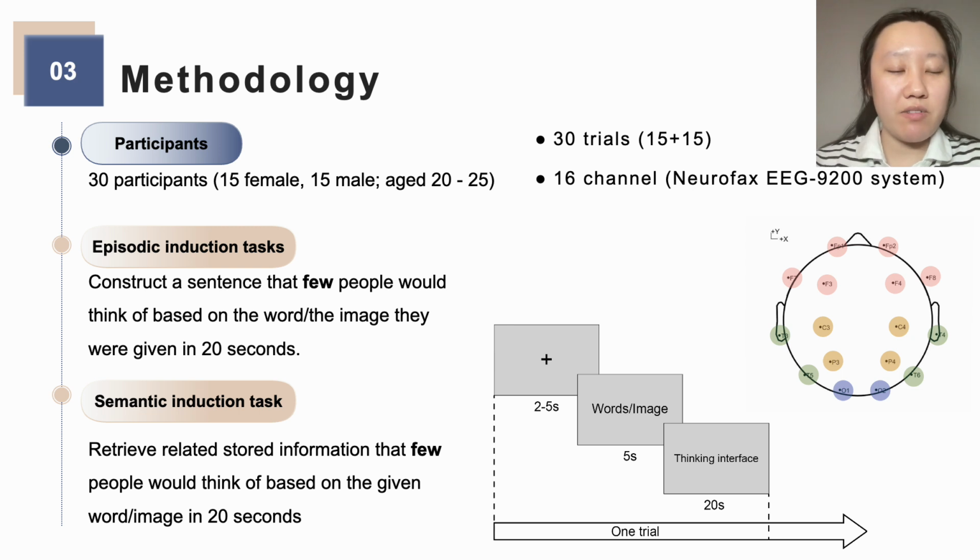Each participant will finish 30 trials in total, 15 of which are episodic induction tasks, and another 15 are semantic induction tasks. Considering this is an EEG study, we also show an example of how each trial looks. At the beginning, the participant will see a cross in the center for 2 to 5 seconds, and then the participant has 5 seconds to identify the words or the image, and then they will have 20 seconds to finish this task.